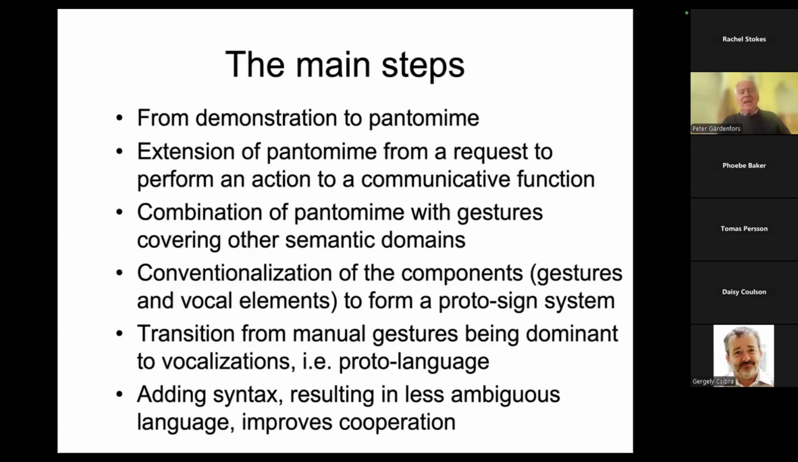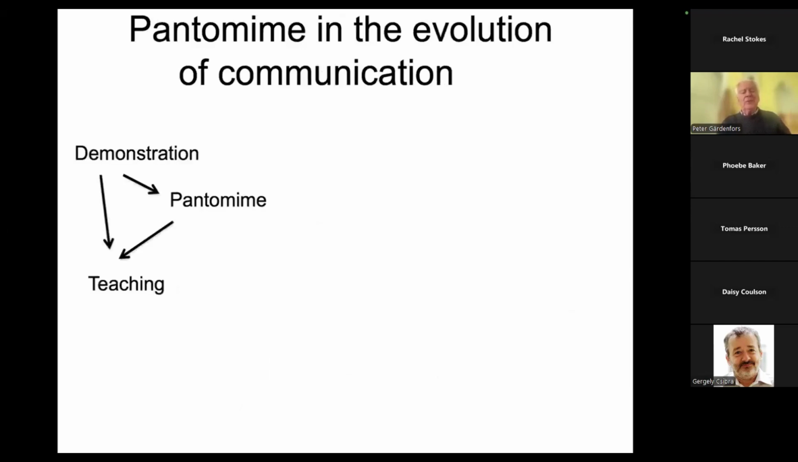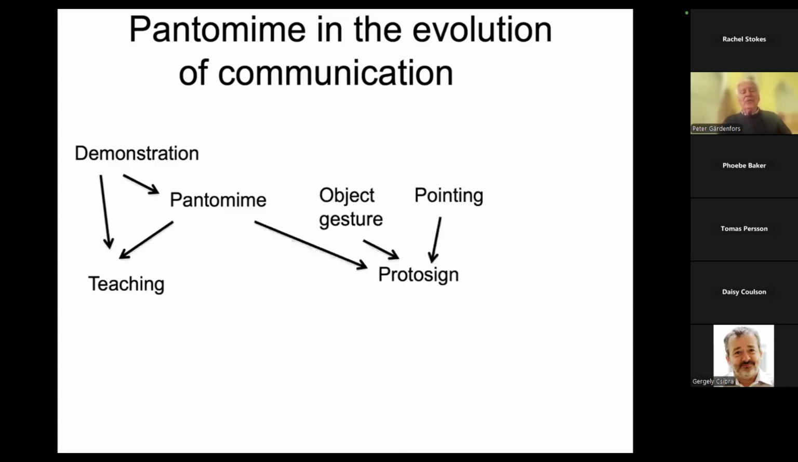So I basically end here by giving you a kind of diagram of how I think. I mean, the pantomime is at the center, and it came from demonstration. These two capacities were originally used for teaching, but then together with other forms of gestures they were combined into proto-sign that developed into proto-language, and which finally then turned into a full language, so to speak.